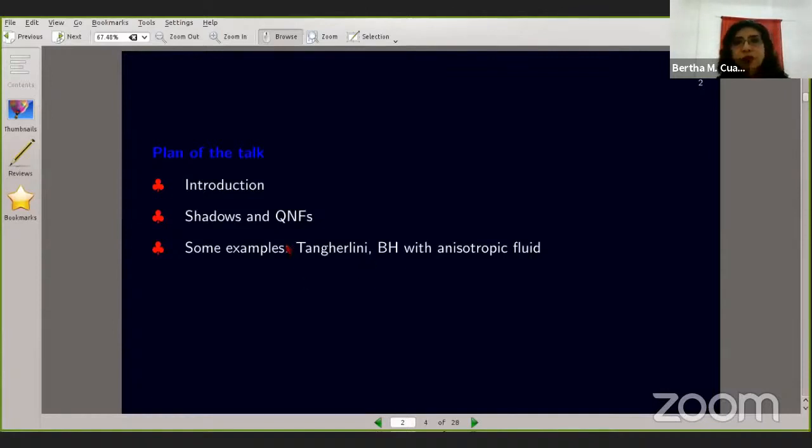One of the examples is in D dimensions, the Tangherlini black hole, and the other is a four-dimensional black hole with an anisotropic fluid. And finally, I will summarize my results and also give some conclusions.